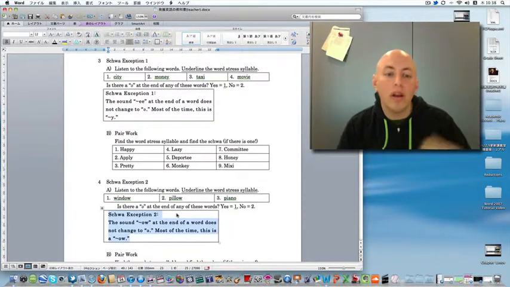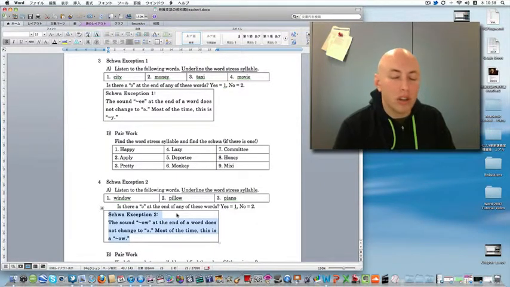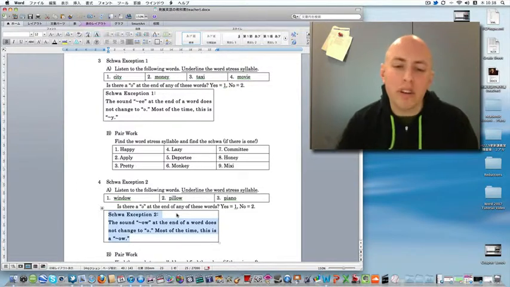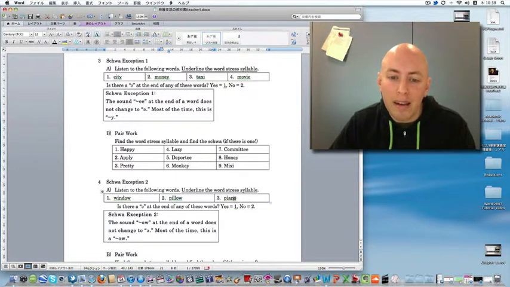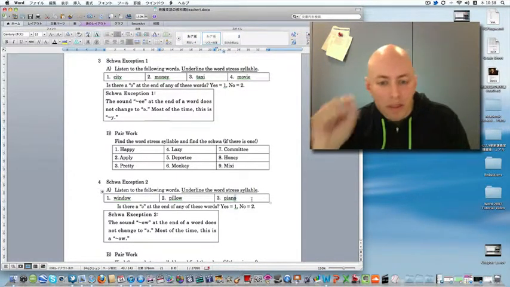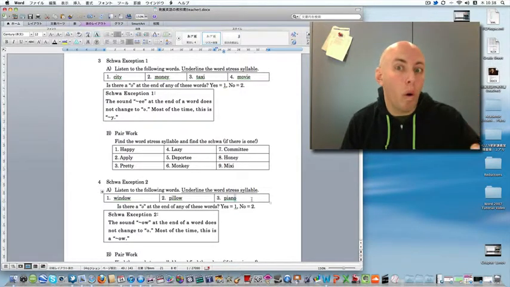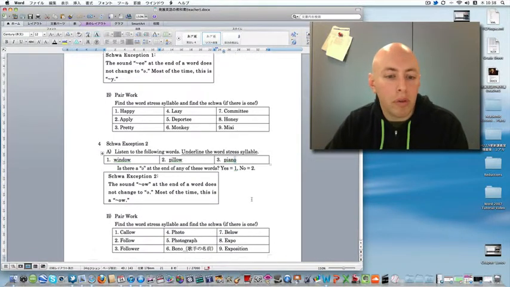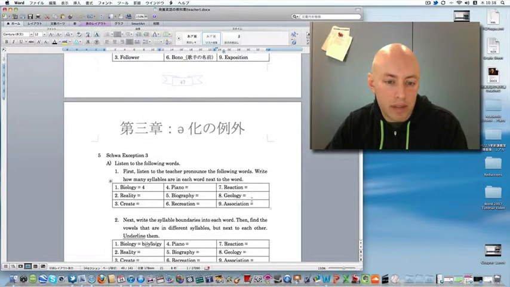This is the second schwa exception. The sound O at the end of a word does not change to a schwa sound. Most of the time in English this is written as OW, but the last sound in piano, O, is written simply as O. Again, the spelling doesn't matter. It's the sound O at the end of a word that doesn't change. Go ahead and move to the next page, and we'll go on to the third exception.